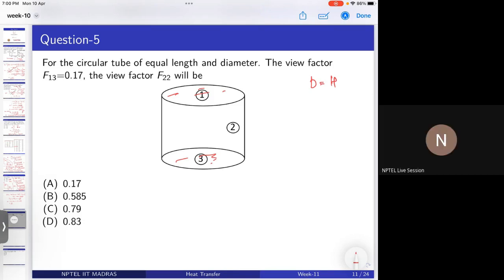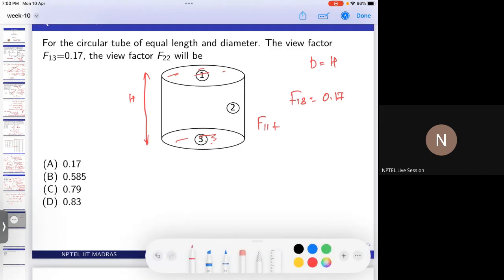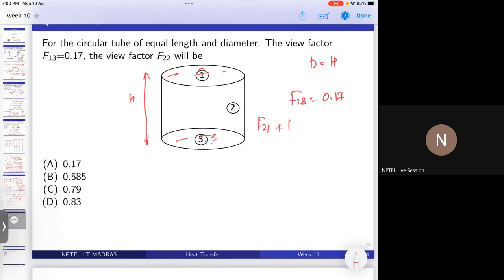Okay, I will start. So it's already given that d, the diameter, is equal to the height h. This is like a cylinder, and F13 is given. That is from this surface to this surface, it's given as 0.17. We are asked to find F22. So by the summation rule of view factors, F21 plus F22 plus F23 should be equal to 1.